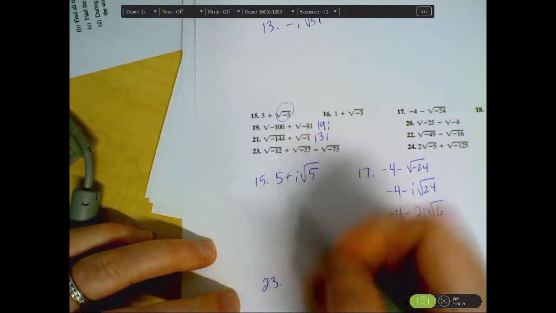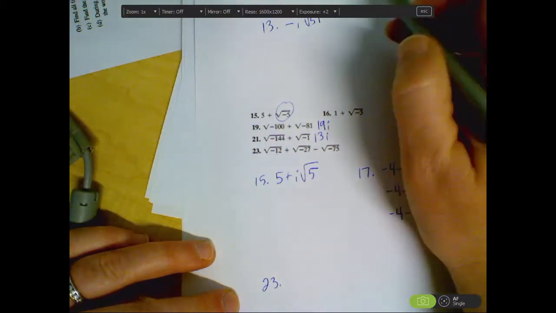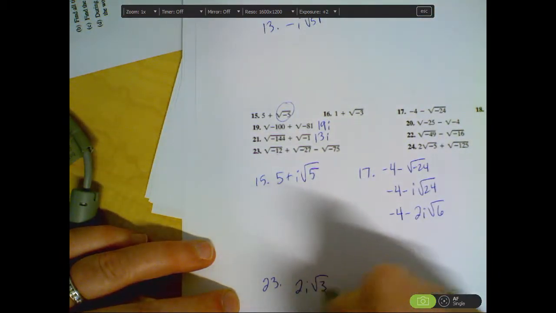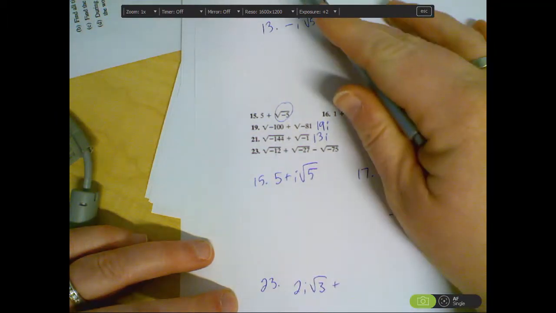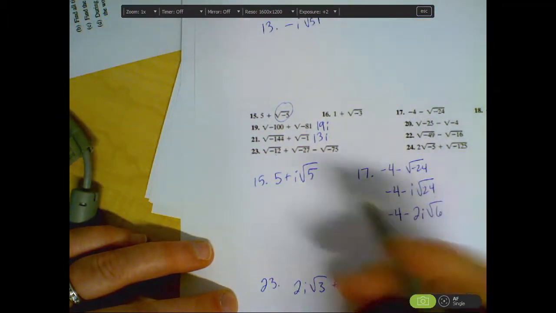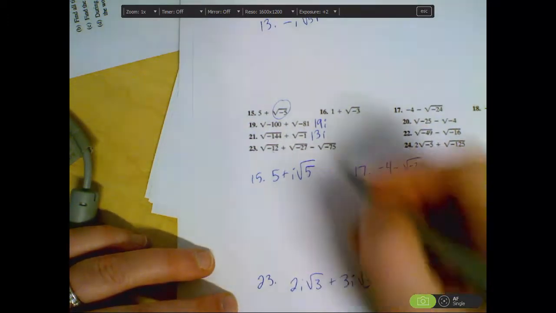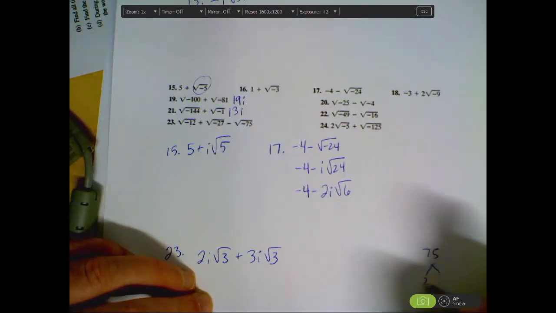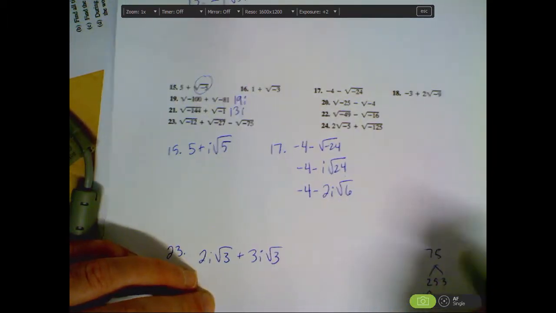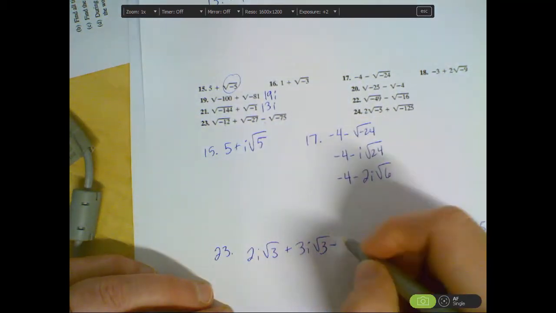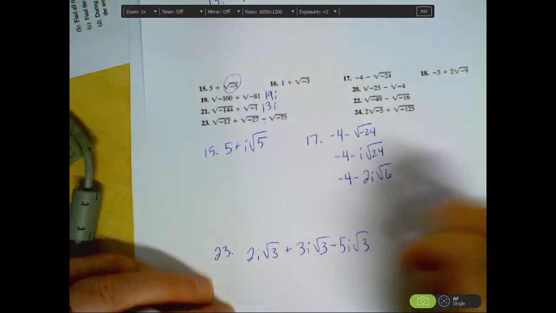23 is a little more complicated. We already said -12 up here was 2i root 3. So we already know what that is, 2i root 3. Plus, we also said -27 up here was 3i root 3. And -75 breaks down into, think about 75. It's 25 and 3, 5 and 5. So it's 5 root 3. So I have minus, because of this minus, 5i root 3.